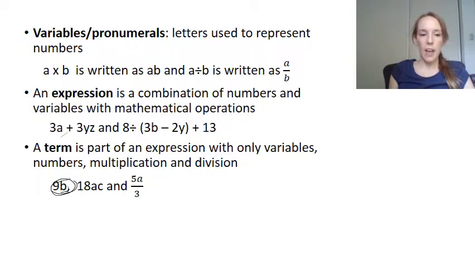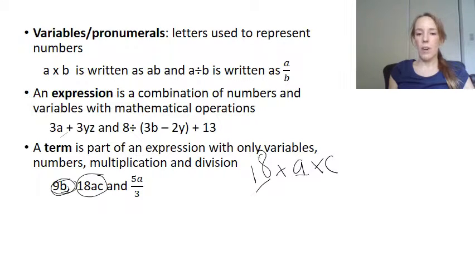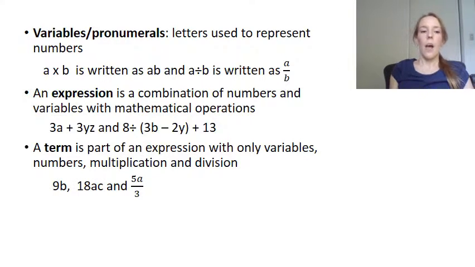That's a term. Another example is 18ac, because we've got the number 18 being multiplied by a and multiplied by c. So we've got our number, and we've got our variables, and we've got multiplication. Another example here, 5a divided by 3. So that just means 5 times a, and we're dividing all of that by 3. So any of those are terms. Remember, terms are just things that have variables, numbers, multiplication, and division.